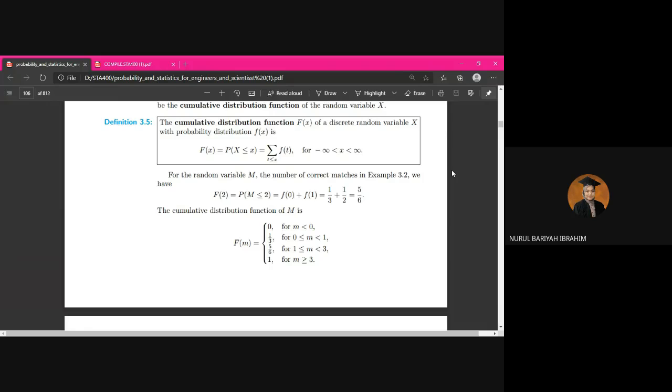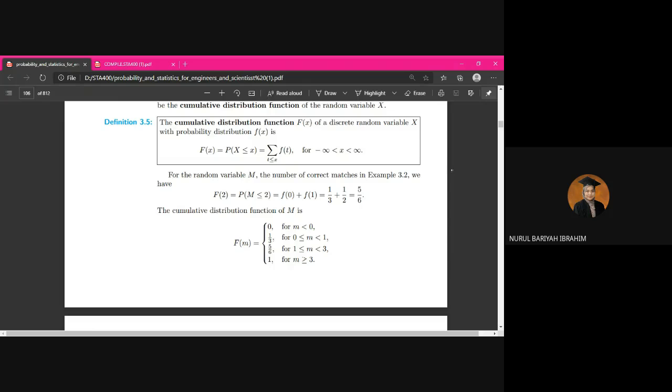Assalamualaikum. Okay, so for the previous lesson, you have learned how to find the probability distribution table for discrete random variables, and also you are exposed to how to find the probability using the probability distribution table. So today we proceed with the next topic, which is the cumulative distribution function.